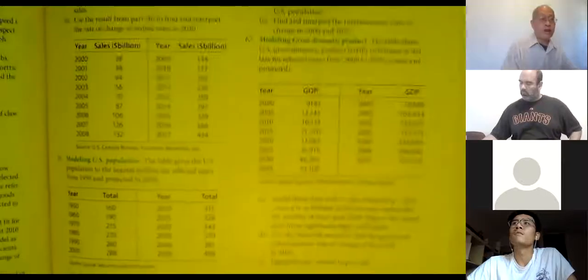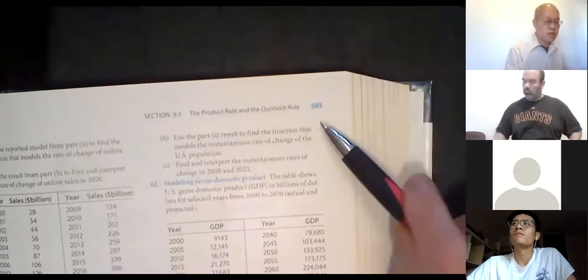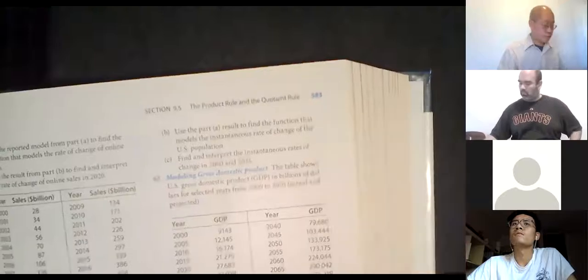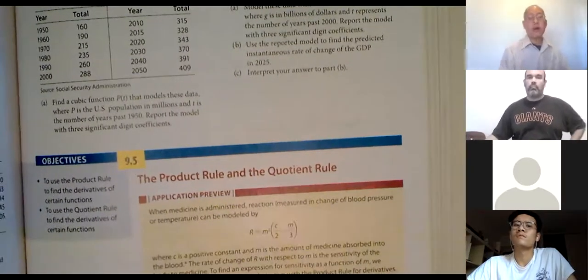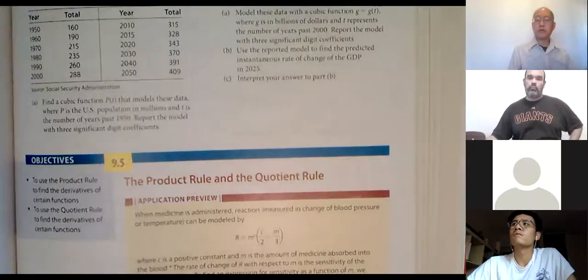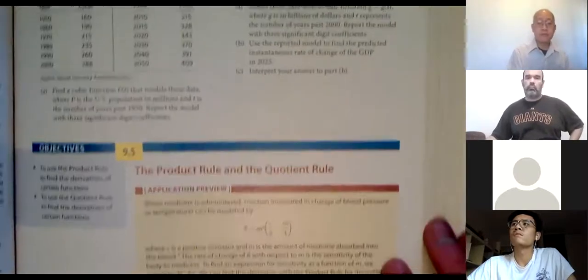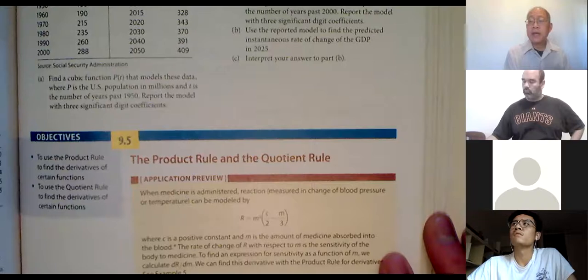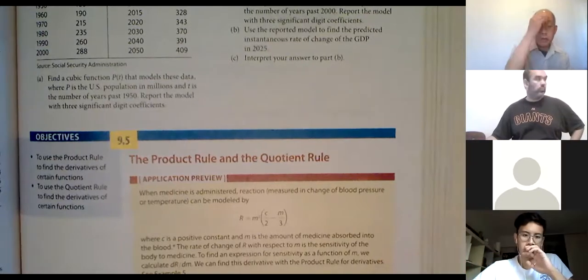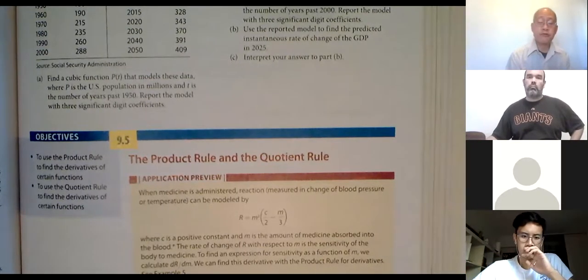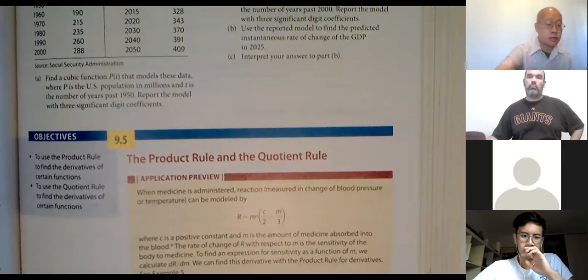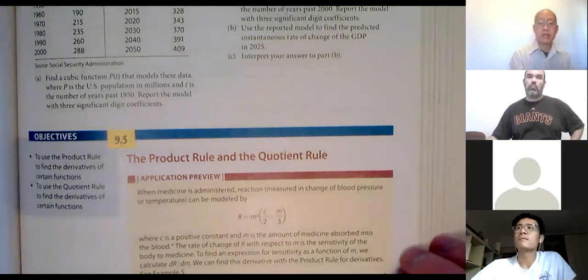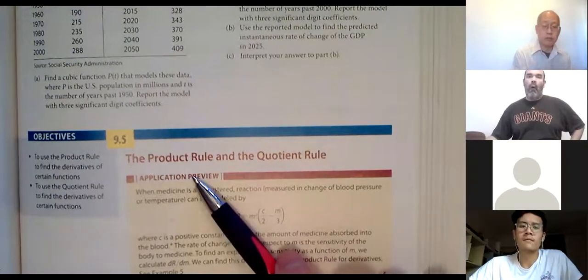So 9.5, which starts on page 583 for me. Product rule, quotient rule. Now, unfortunately, the product and quotient rules are not as easy as you might think. For sum and difference, if you have something plus something, you just differentiate the first, differentiate the second, add them up. If you have something minus something, same thing: take the derivative of the first minus the derivative of the second. It's not that easy for the product rule.